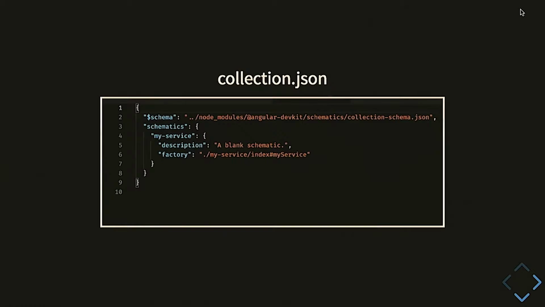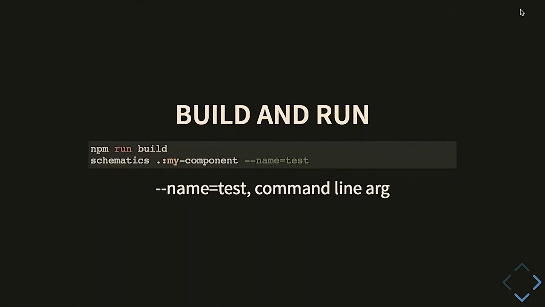Short word about collection JSON. This is just a manifest file that tells you what's going on and what the entry point is for your schematic. There is a lot of information about what the schema is, but I'm going to skip that for now because I want you to have a good understanding of schematics and what you can do with it. All right, it goes a bit quickly. I have more slides than I have time, so excuse me a bit, right?